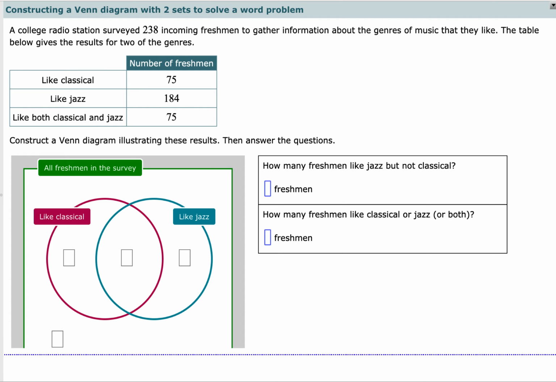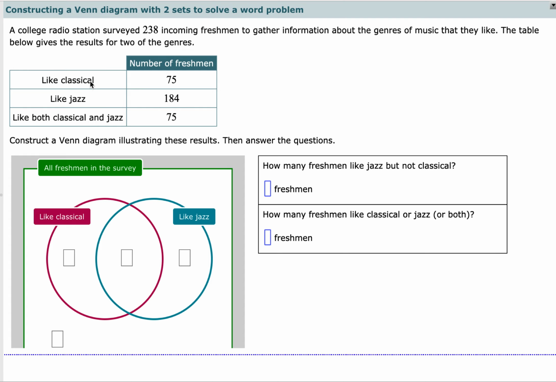Constructing a Venn diagram with two sets to solve a word problem. A college radio station surveyed 231 incoming freshmen to gather information about the genres of music that they liked. The table below gives the results for two of the genres. 75 like classical, 184 like jazz, 75 like both classical and jazz.